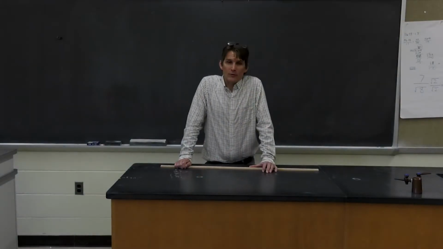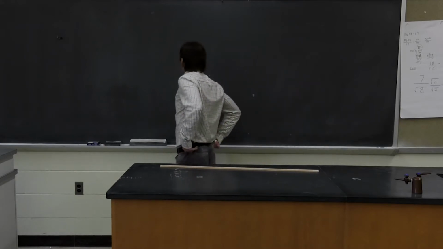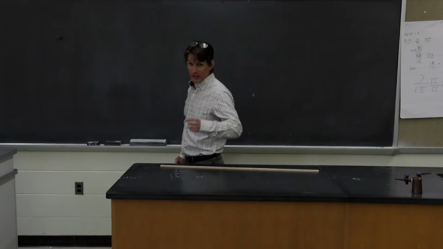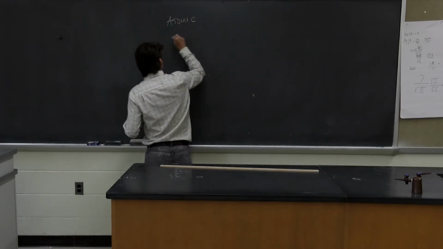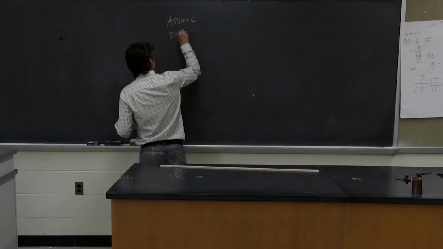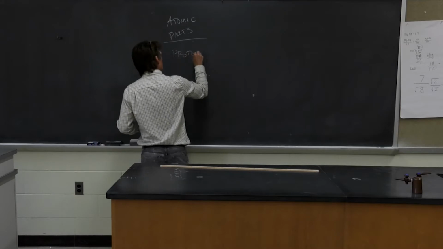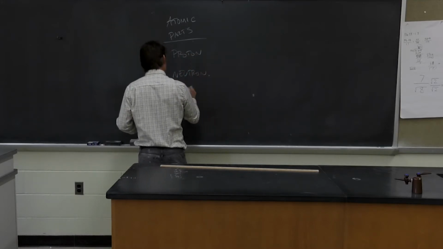All right, folks, starting off with Chapter 2, we're going to start learning about atoms and atomic structure. We're going to need to learn about 3 different particles or parts that make up the atom. So we've got atomic parts, and we need to know a little bit about their characteristics. The 3 parts of the atom are the proton, the neutron, and the electron.